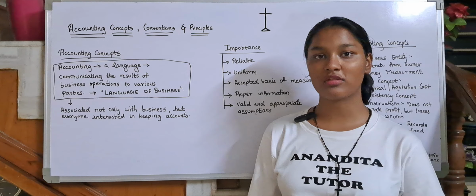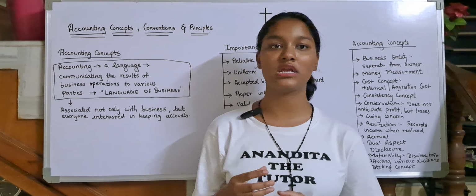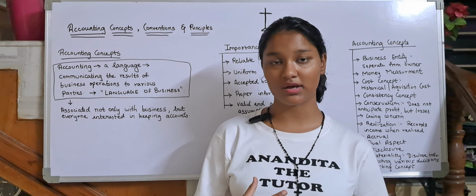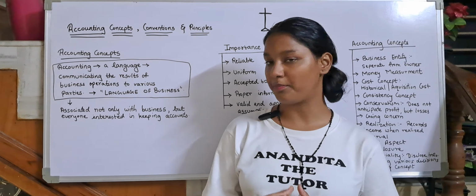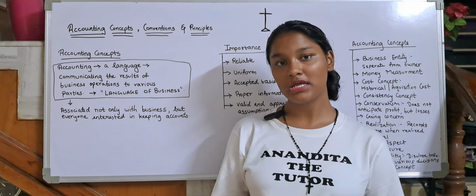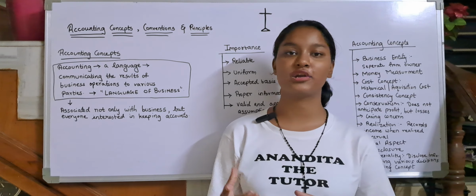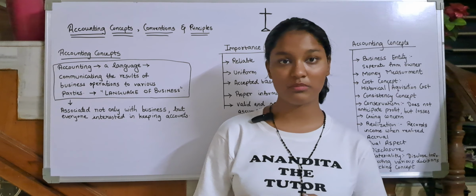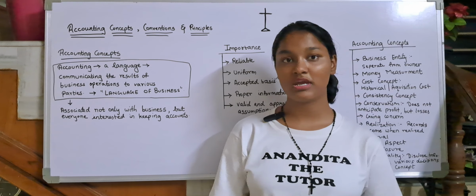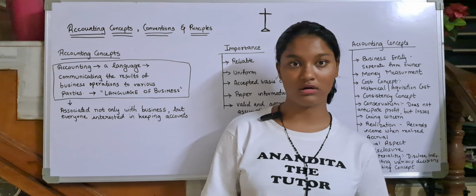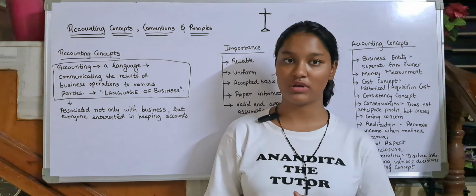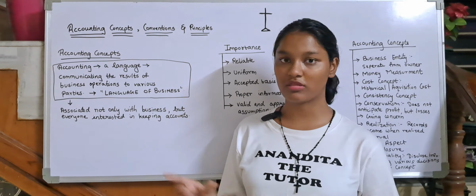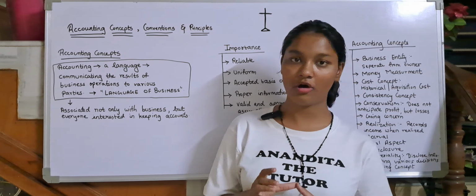What are the business operations? Whatever the business produces, whatever it sells to the customers, the raw materials, whatever it purchases for production, everything comes under business operations. The way these business operations are communicated to various parties, in a sense, to the creditors, to the investors, to the customers, the language in which this is communicated is known as accounting, and accounting is known as the language of business. So there's one phrase for this: language of business.